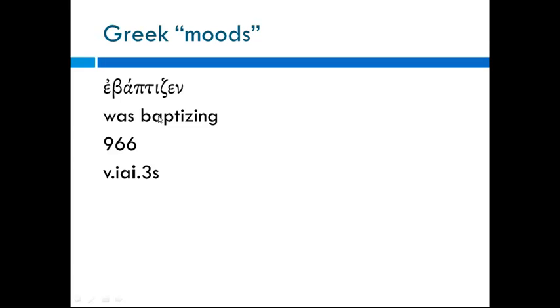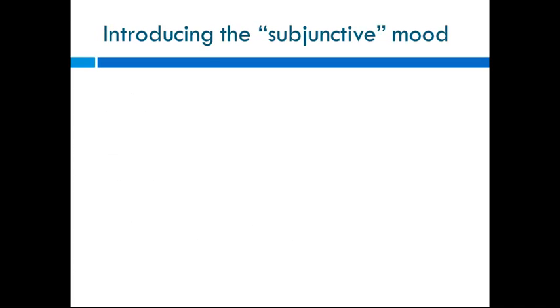So indicative simply means that you're talking about it in a factual way, or you're asking a factual question. Was that the man who came over yesterday? Yes, it was. What is his name? His name is Bob. Those are all indicative kinds of factual ways of talking, and that's what the third letter means, indicative. And of course this one's third person singular. He, she, or it was baptizing. So indicative is about telling stuff or asking factual stuff.